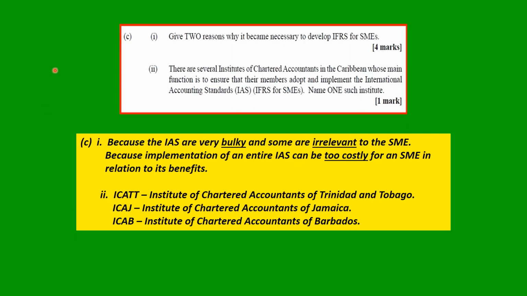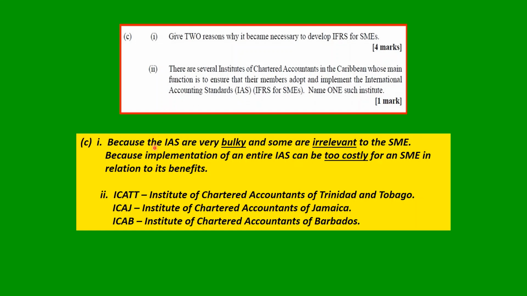Part C. Give two reasons why it is necessary to develop IFRS for SMEs, 4 marks. And there are several institutes of chartered accountants in the Caribbean whose main function is to ensure that their members adopt and implement the international accounting standards, IAS, IFRS, or SMEs. Name one such institute for 1 mark.